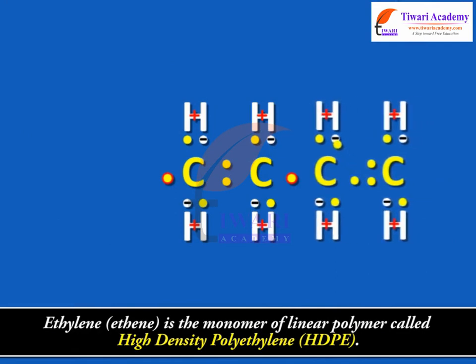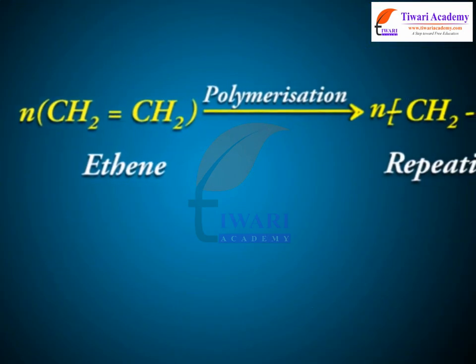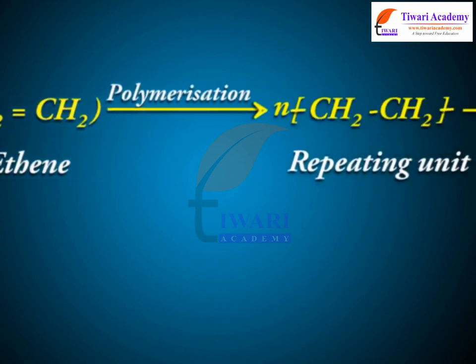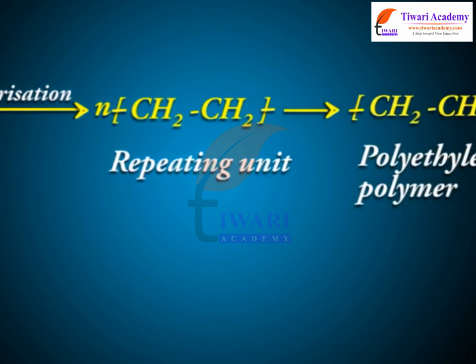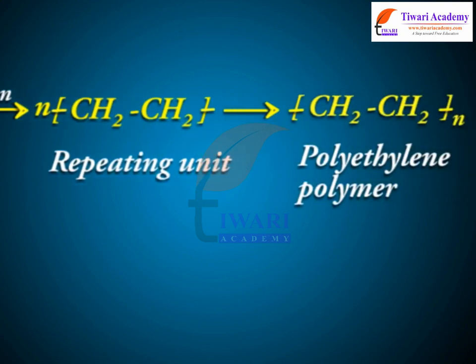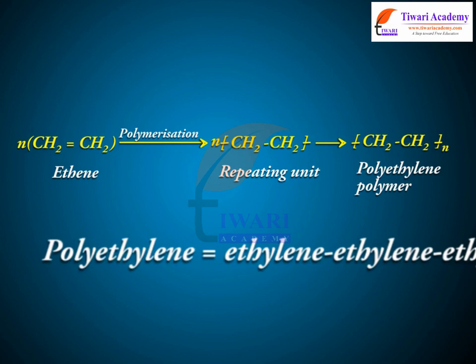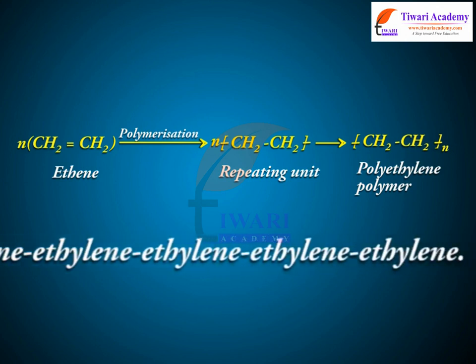Ethylene, ethene, is the monomer of the linear polymer called high-density polyethylene, HDPE. n CH2=CH2, ethene, upon polymerization gives n of the repeating unit CH2-CH2, that is, the polythene polymer. Polyethylene is made of many ethylene units joined together.